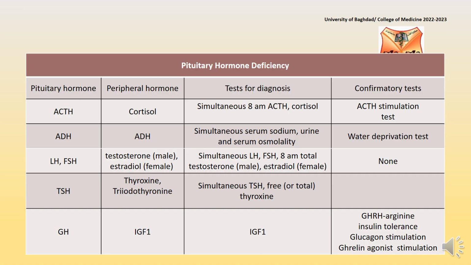Thyroid stimulating hormone, we measure TSH and free or total T4. About growth hormone, we measure IGF-1 as in the excess, but here there is a confirmatory test including growth hormone releasing hormone, arginine, insulin tolerance, glucagon stimulation, and ghrelin agonist stimulation. In our country, we use clonidine stimulation test and glucagon stimulation test.